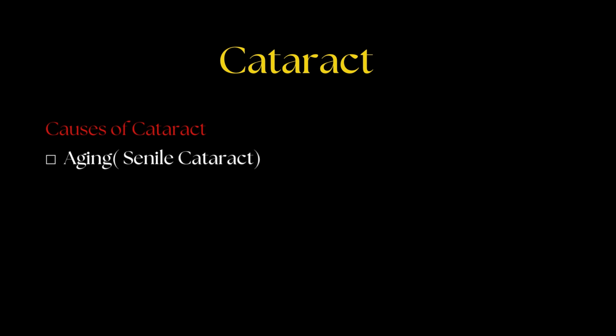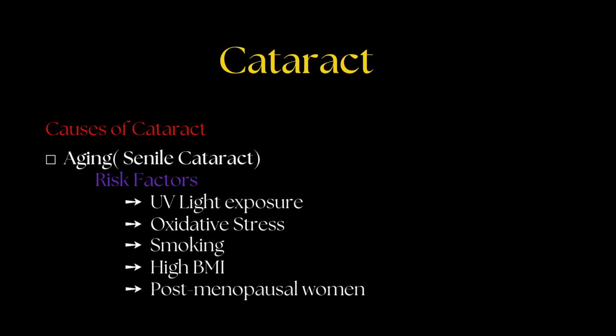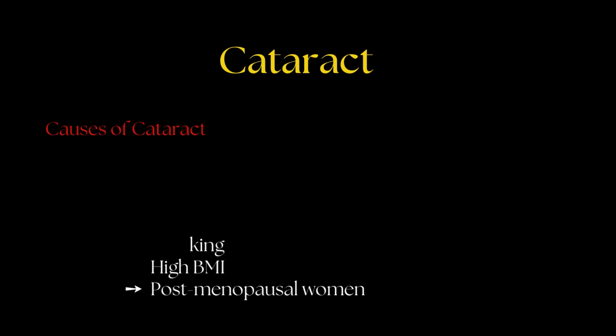Now let's delve into the underlying causes and risk factors of cataracts. Aging is the most common cause of cataracts, and chances increase with age. Risk factors include UV light exposure, so protect eyes with sunglasses, oxidative stress from free radicals, smoking, and a high body mass index. Women, especially postmenopausal, are more likely to develop cataracts, as are those experiencing dehydration or diarrheal crises. While nutritional supplements don't prevent cataracts, maintaining a healthy diet is essential. Managing these risk factors can help delay cataract development.